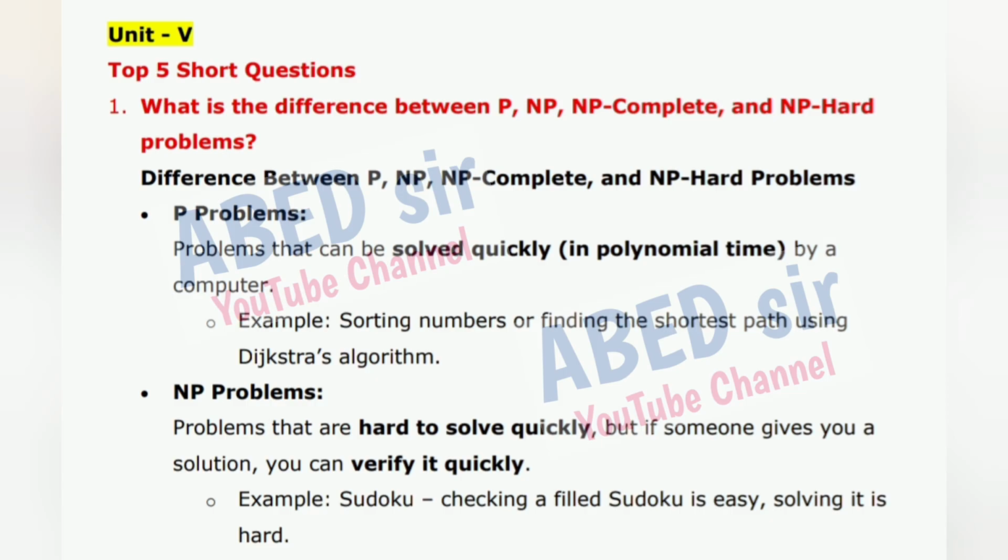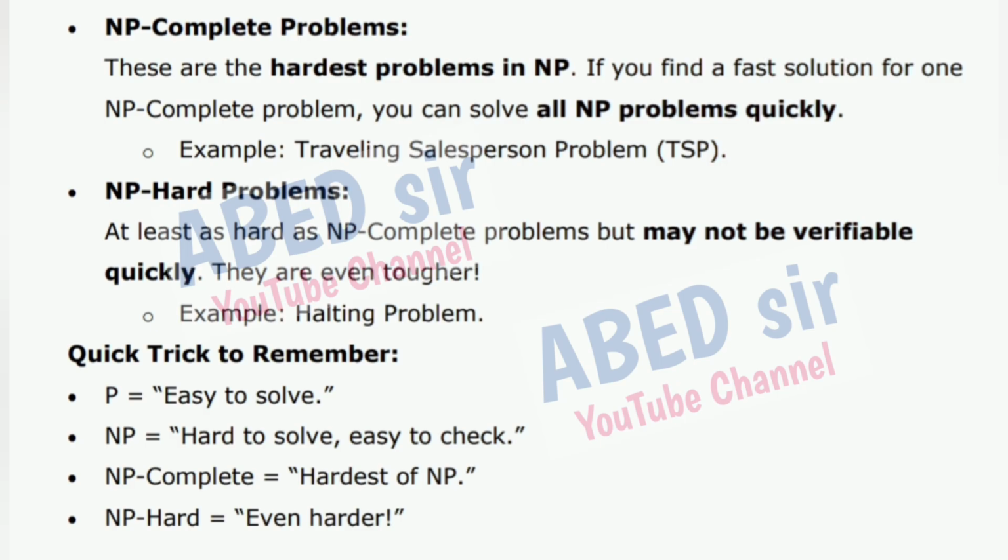NP problems: problems that are hard to solve quickly, but if someone gives you a solution, you can verify it quickly. Example: Sudoku. Checking a filled Sudoku is easy, solving it is hard. NP complete problems: these are the hardest problems in NP. If you find a fast solution for one NP complete problem, you can solve all NP problems quickly. Example: traveling salesperson problem, TSP.